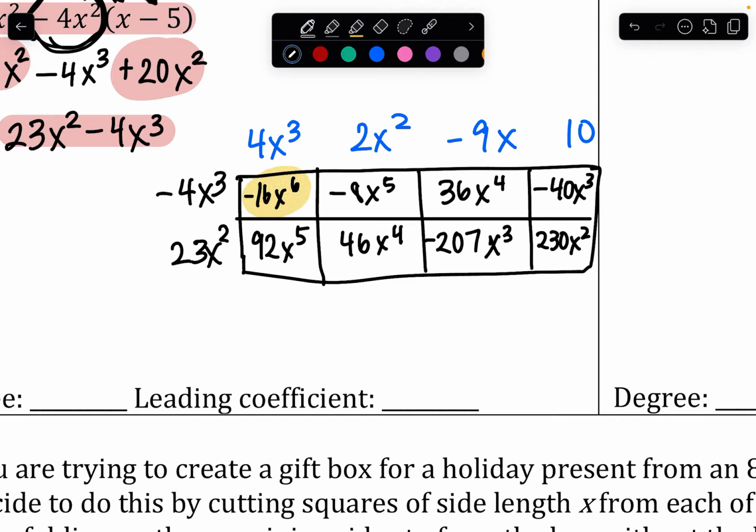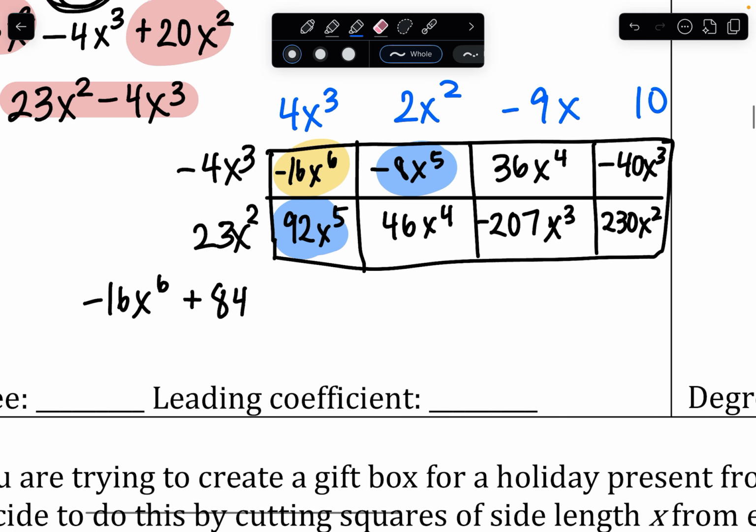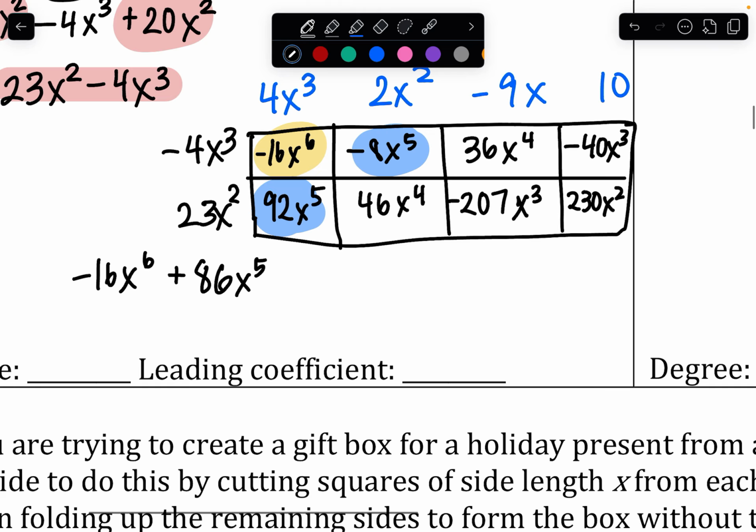Combining our like terms, we have 1x to the 6th term, followed by 92x to the 5th minus 8. 92 minus 8 would be 84. I think that's 84. 92 minus 8 is 90 minus 6. So yeah, 84x to the 5th.